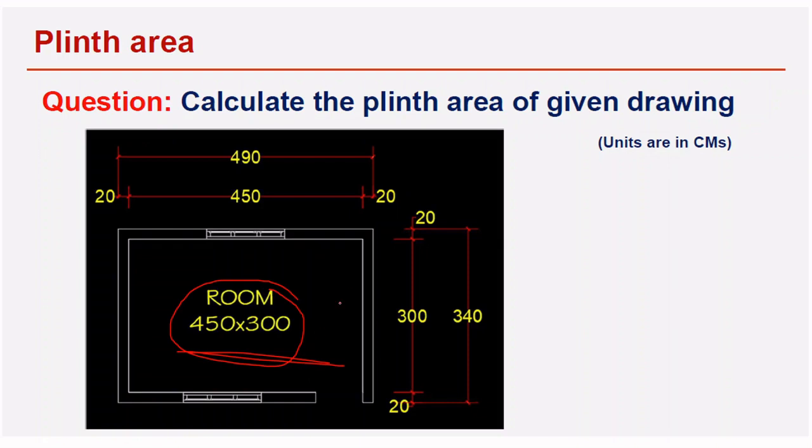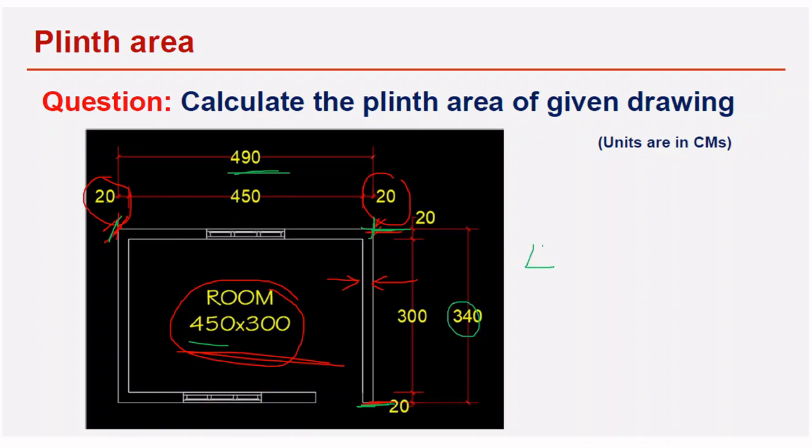Once you get the room, you should ask for the thickness of the wall. What is the thickness of the wall? It is also specified, that is 20 centimeter. So if they ask to calculate the plinth area, what should you do? You should take the end to end distance, this end to this end, and this end to this end. The inner distance is 450. So 450 plus 20 plus 20, we are getting 490. Similarly, 300 plus 20 plus 20, 340.